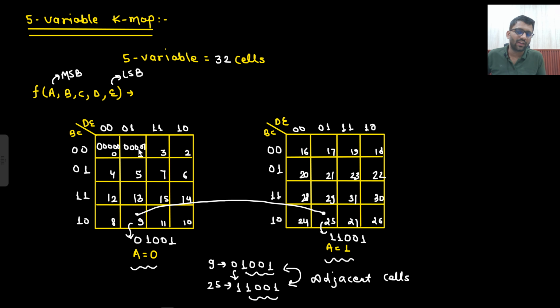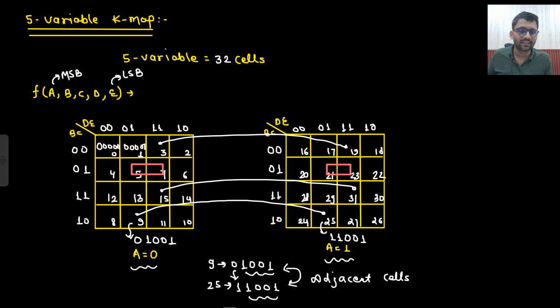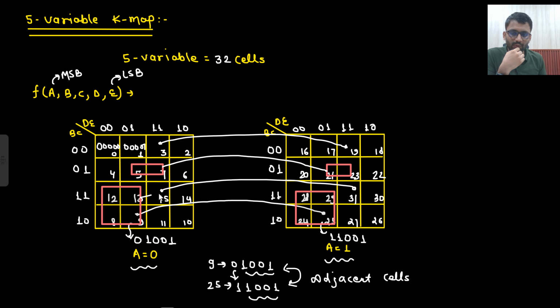These are certainly adjacent. 9 is adjacent to 8, 9 is adjacent to 11, 9 is adjacent to 1. But these cells are also adjacent. Let's just say 15 will be adjacent to 31. Right? 3 will be adjacent to 19. So these cells will also be adjacent. This pair will be adjacent to this pair. These two pairs will also be adjacent, right?